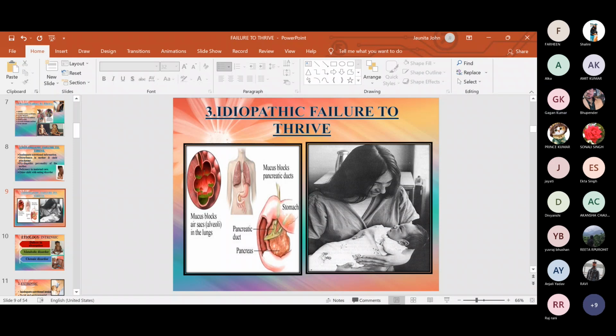Okay, without any cause, it can be anything unknown. Idiopathic failure to thrive means failure to thrive due to any unknown cause. Next, we had seen intrinsic and extrinsic factors.